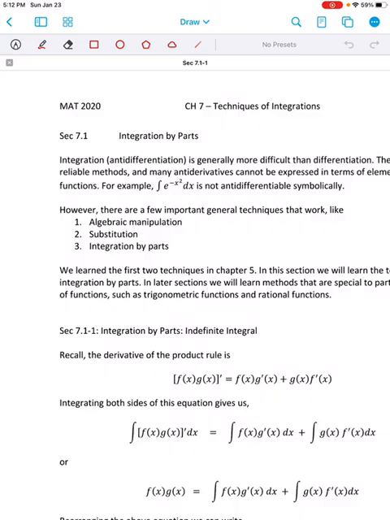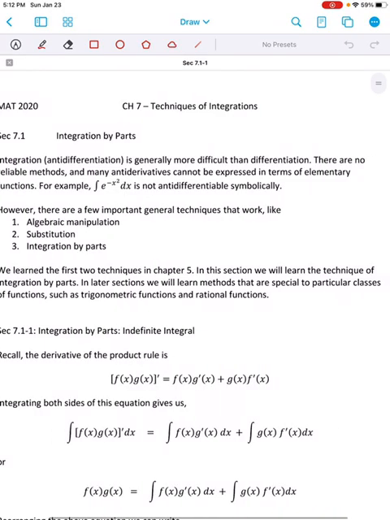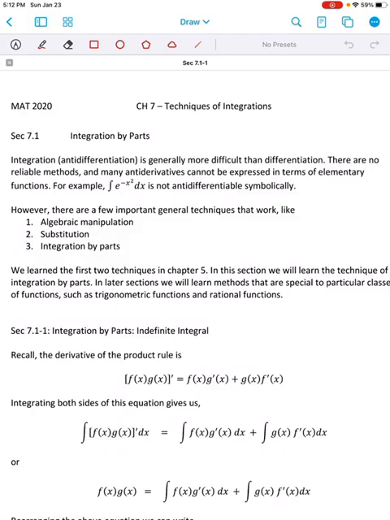Hello, we are here now to start chapter 7, which is techniques of integration. In chapter 6, we saw some applications of integration, and there are quite a bit of applications left, which we will see later in chapter 7. But before getting into those applications, we want to explore methods which help us find the antiderivatives of a little bit complicated functions or the type of functions which we have not yet learned.